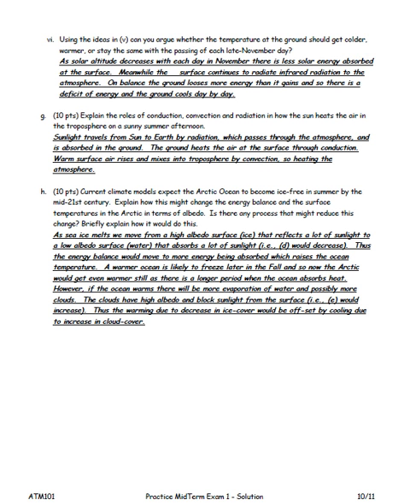Problem 3H. Current climate models expect the Arctic Ocean to become ice-free in summer by the mid-21st century. Explain how this might change the energy balance and the surface temperature in the Arctic in terms of albedo. Is there any process that might reduce this change? Please explain how it would do this.